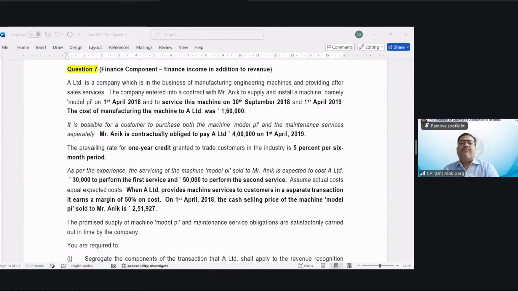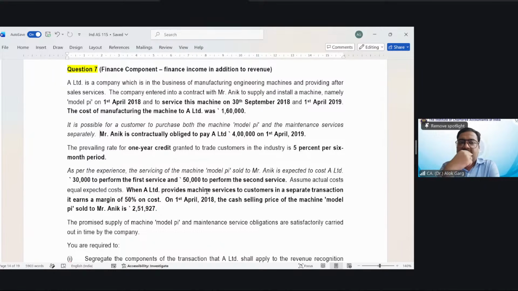It is possible for a customer to purchase both the machine and the maintenance service separately. So this line indicates these are distinct services, right? These goods and services are distinct on their own and in the context of the contract also. So the customer can purchase both the machine and maintenance service separately. For example, the customer will purchase the machine now and can purchase the maintenance service later on as well.